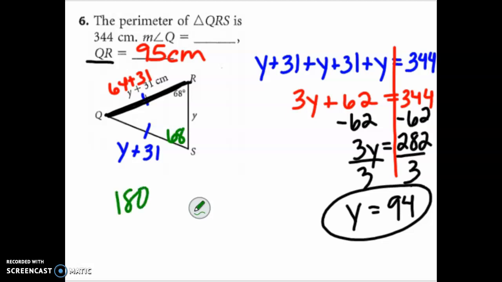Then if we wanted to find angle Q, we know our base angles are both 68, so I'm going to use the triangle sum conjecture and subtract the 68 from 180 twice, and I'm left with 44 degrees. Please ask questions if you are still confused by these examples.